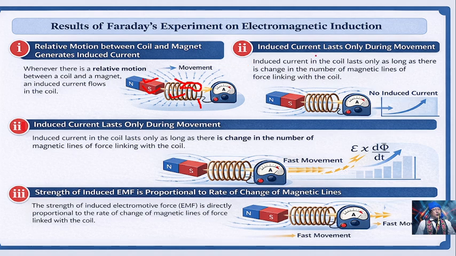Roman number 2, induced current lasts only during movement. Induced current in the coil lasts only as long as there is change in the number of magnetic lines of force linking with the coil. How long will the current flow? It will only flow as long as there is change in the number of magnetic lines of force linking with the coil. In other words, as long as there is movement between the magnet and the coil, induced current will be set up or current will flow.